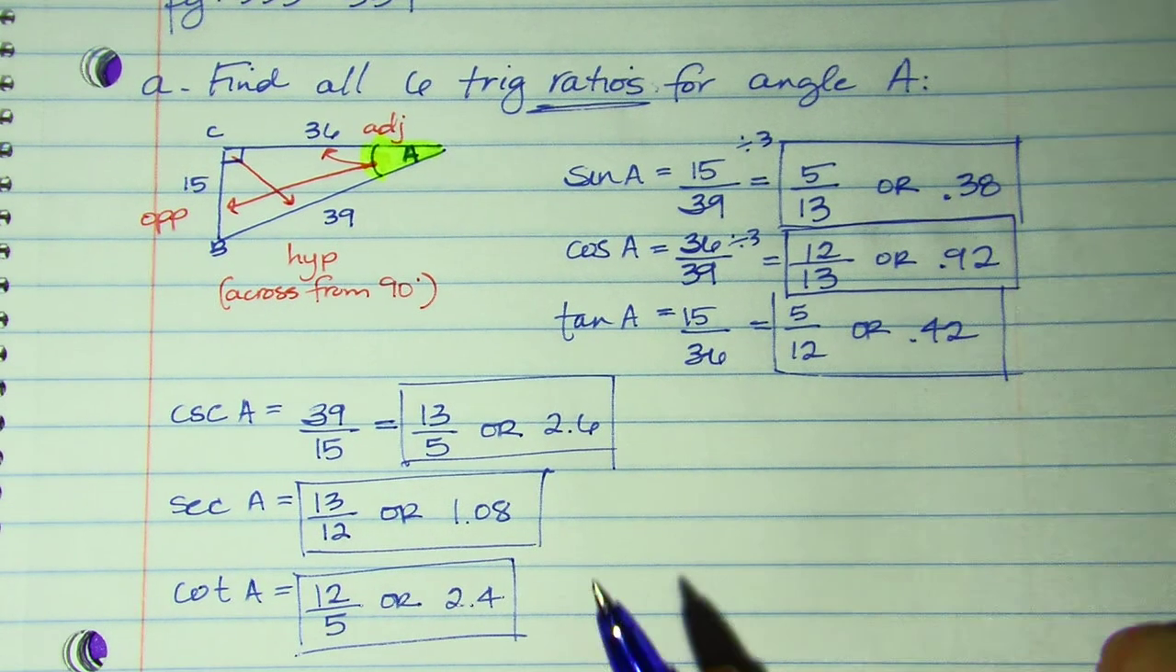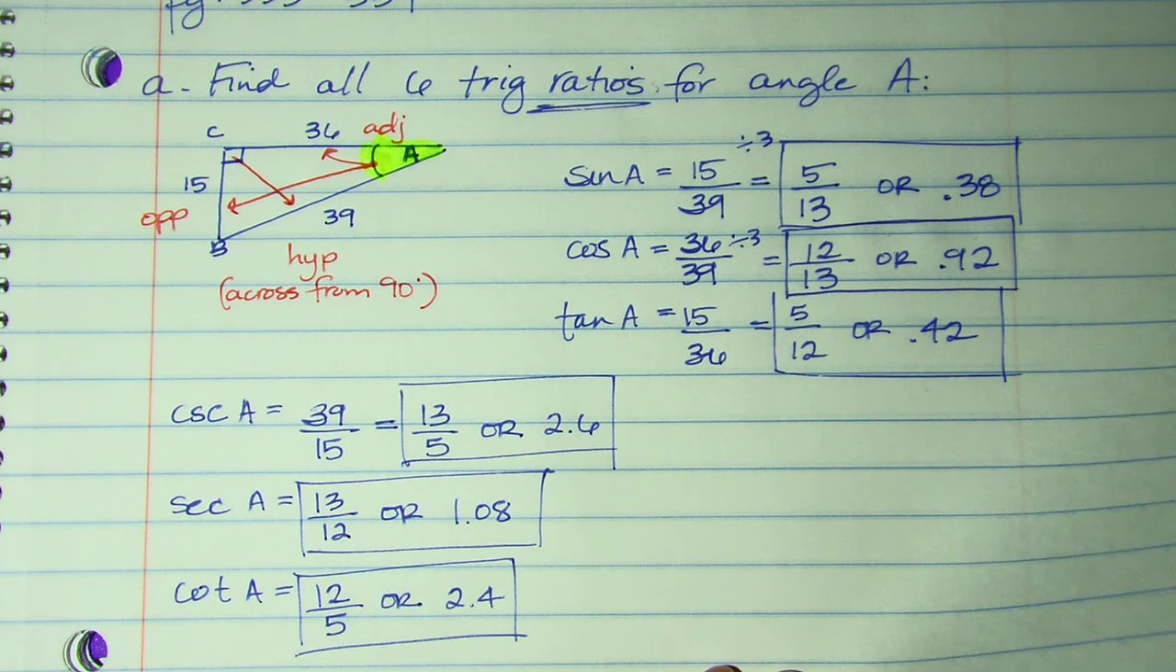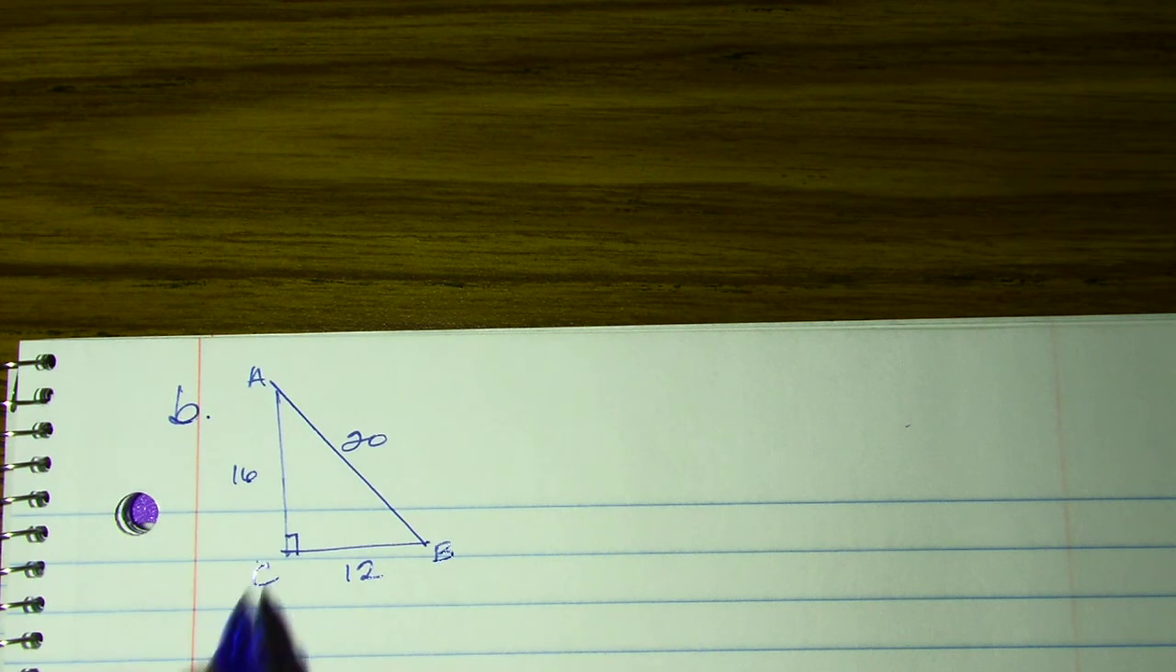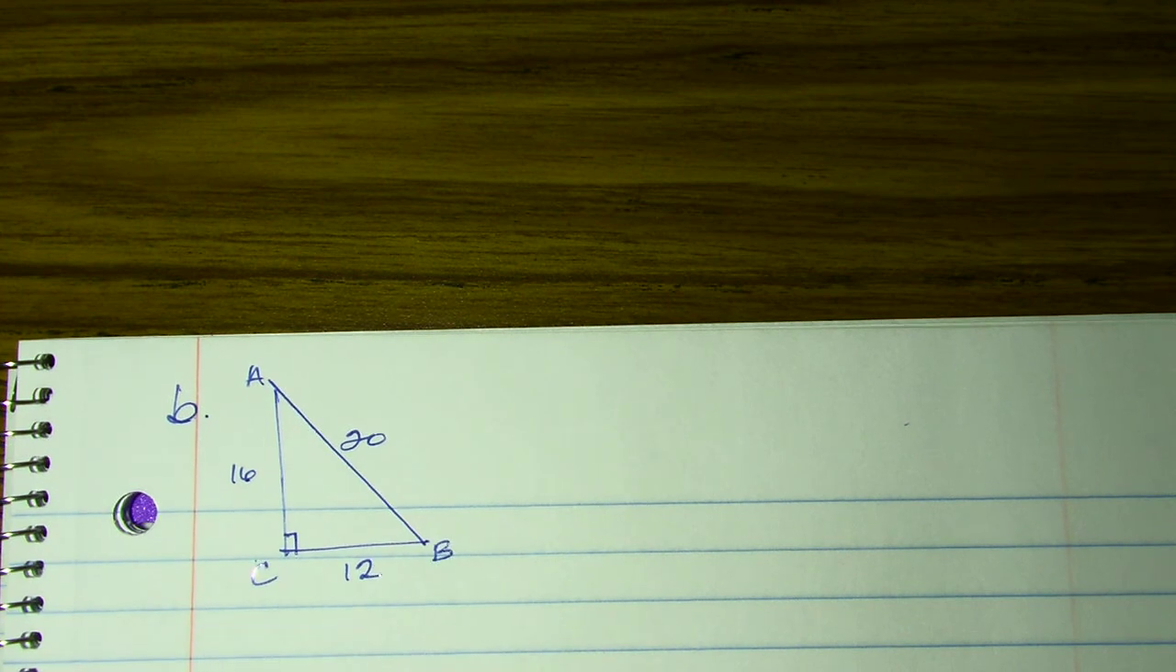Okay, so that's how you find all 6. Real simple. We're not solving. We're just finding the side ratios. So let's do that for part B. I'm going to draw, and they gave us 16, 20, 12, A, B, C. And I believe they again asked us for A. Let me make sure.